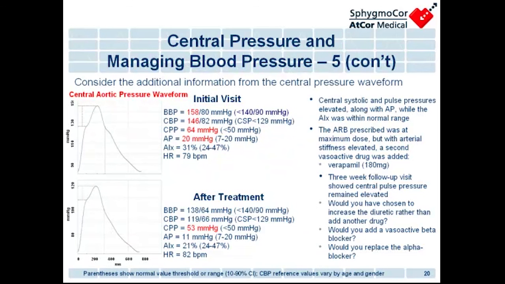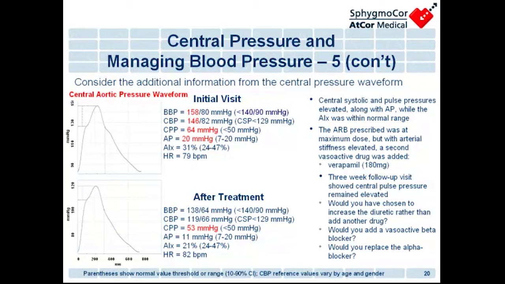And as you can see, when we look at the central pressure, we have an elevated central blood pressure. We've got a high pulse pressure, again, and a very high augmentation pressure. Now, what was started on this patient, I have to go through here, verapamil was used, and although there was improvement in the central pulse pressure, it was still somewhat elevated.